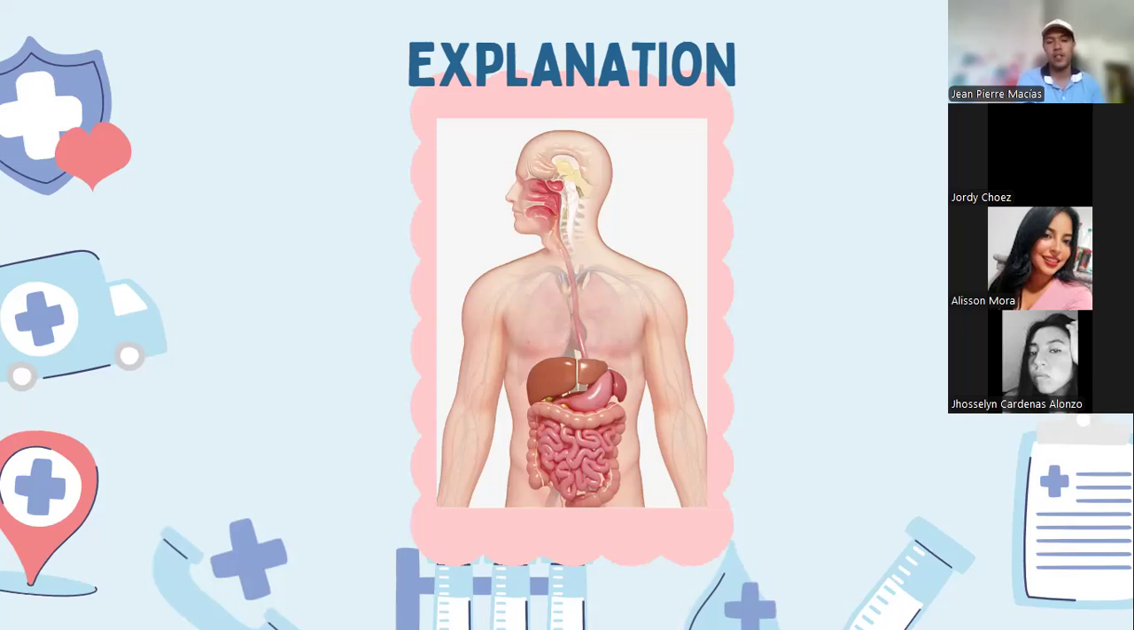The esophagus is a tube that transports food from the pharynx to the stomach through peristalsis, that is, muscular contractions. It propels food into the stomach through the lower esophageal sphincter. The next is the stomach.